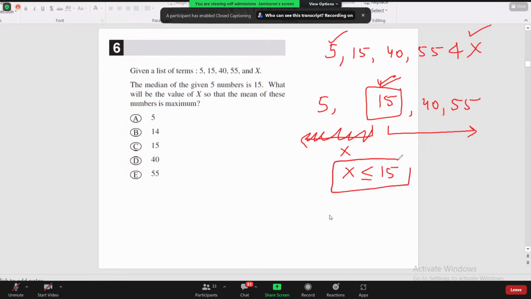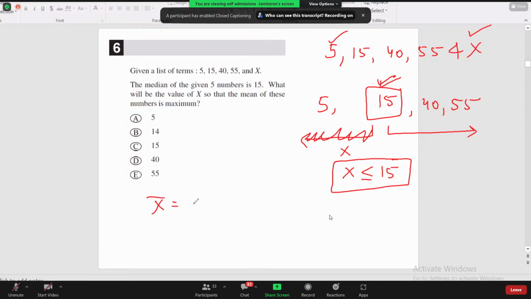Because if x turns out to be less than or equal to 15, then in that case the median will remain intact as 15. Now the question is asking what will be the value of x so that the mean of these numbers is maximum. Now we need to figure out the value of x such that the mean of these terms is maximum.